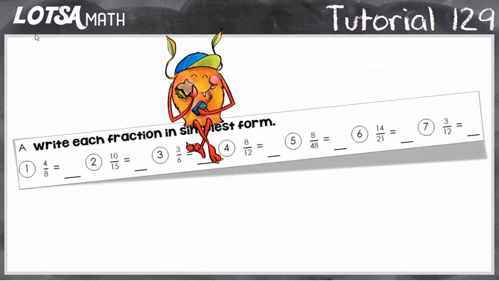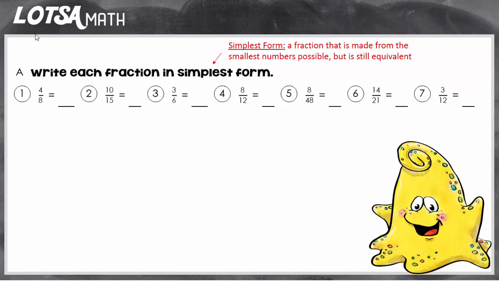For these questions, we're going to write the fraction in simplest form. Simplest form is just a fraction that's made from the smallest number possible, but it's still equivalent. So let's look at some rules that can help you figure out when and how to simplify a fraction.